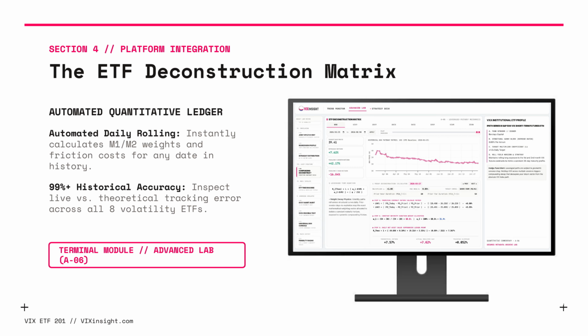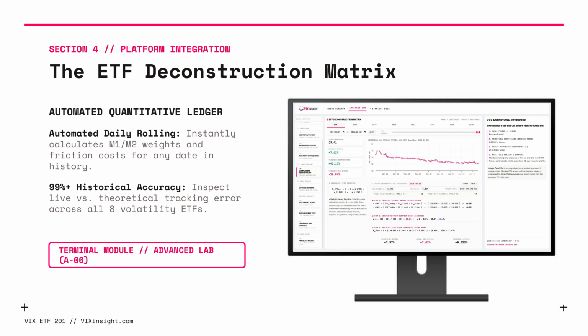And this is exactly why I built the ETF deconstruction matrix inside VIXinsight. It lets you take any historical date and instantly inspect the step-by-step mathematical origin behind any ETF's price action. So you can analyze how different products behave across various market regimes and see the exact mechanics at play in one click.